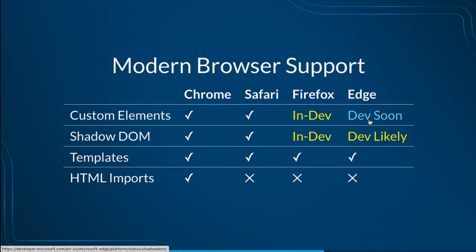Shadow DOM, also in Chrome, also just launched in Safari 10. Firefox, it's in development. They've got active tickets for it. And then Edge is very likely to begin development of it soon. It's pretty high on their platform tracker. So you can see this is actually finally really starting to gain a lot of traction with browser vendors, and they're going to support all of it really, really soon.